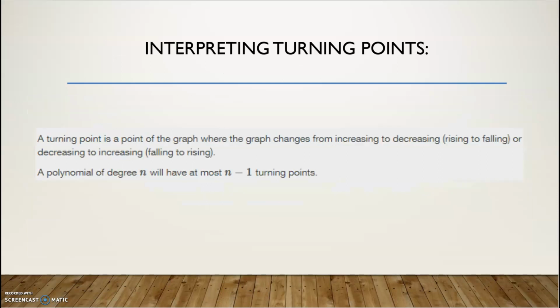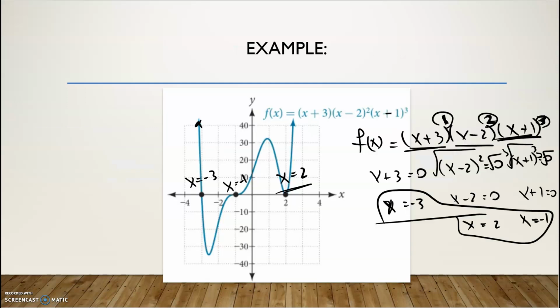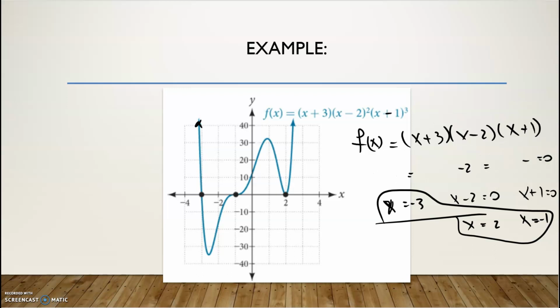So let's interpret the turning points like we talked about in section 5.2. A turning point is a point in the graph where the graph changes from increasing to decreasing or from decreasing to increasing. A polynomial of degree n will have at most n minus 1 turning points. So if we go back to this one, let me clean it up just a little bit. So if you look at this right here, here's our function. Let me clean this up as well. So there's our function.